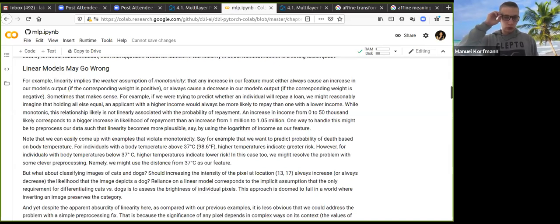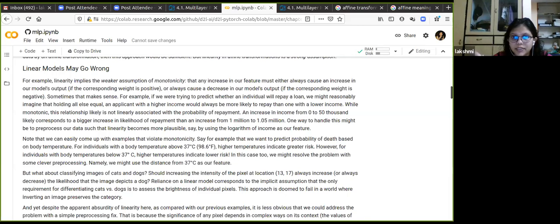Note that we can easily come up with examples that violate monotonicity. Please go ahead. You understood, right? Monotonicity means the same relationship: when a feature increases, the output also increases. The direction is the same.